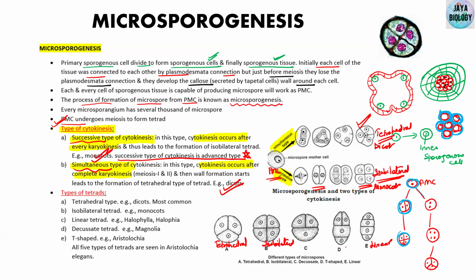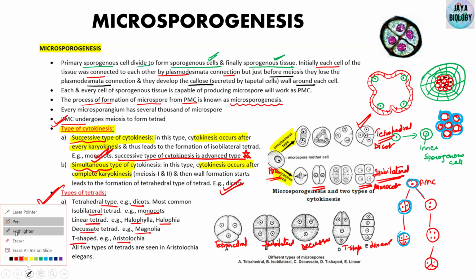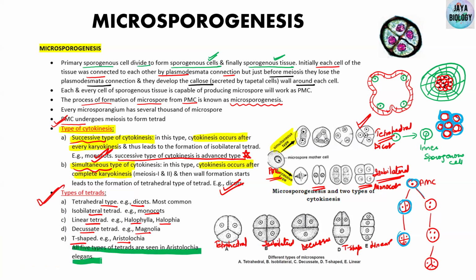Clear? This is T-shape, and this is decussate. So different types of tetrads will be there, and here the list is there. Tetrahedral will be generally seen in the dicot, most common. Isobilateral, most common in monocot. Linear in Halophila, T-shaped in Aristolochia, and decussate in Magnolia. But all 5 types of tetrad, if we have to see, we can see in Aristolochia elegans.